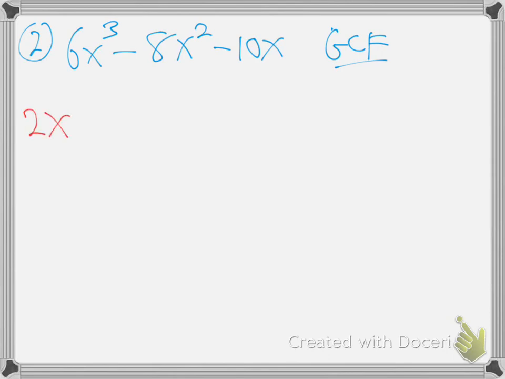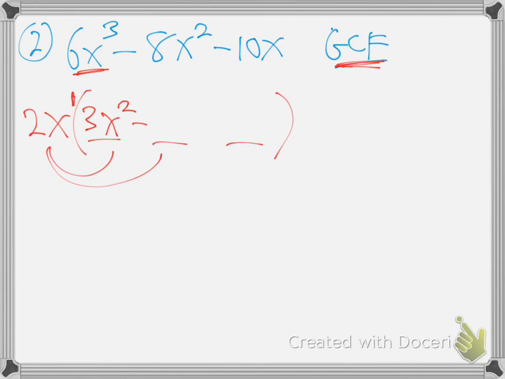So 2 and x, right? Because 2 goes into all those, and they all have an x. Good. One big parenthesis. Remember when we do GCF, it's one big parenthesis. What goes in the inside? Whatever works. So we're going to put three things in here. 2x times what will go back to 6x cubed? Remember, out front numbers multiply, powers add. 2 times 3, and x to the 1 times x squared, because the powers will have to go back to 3.